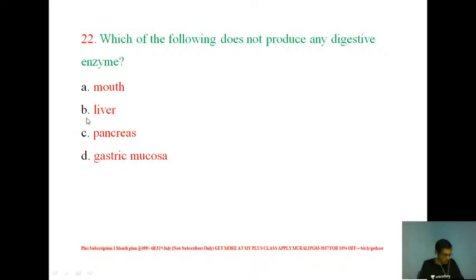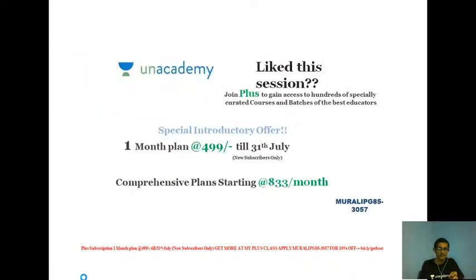Vishala gave it, Pujita gave A. No, the mouth has the salivary gland, so salivary amylase is produced in the mouth. So liver is the right answer. Liver is not going to produce even a single enzyme, even though it is the largest gland of the digestive system, a multicellular gland.